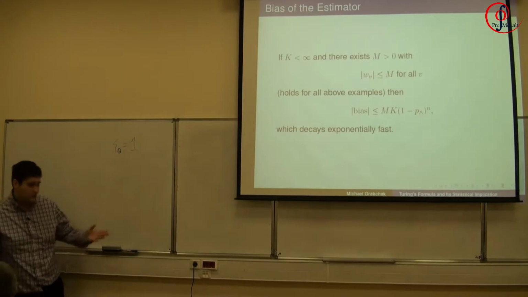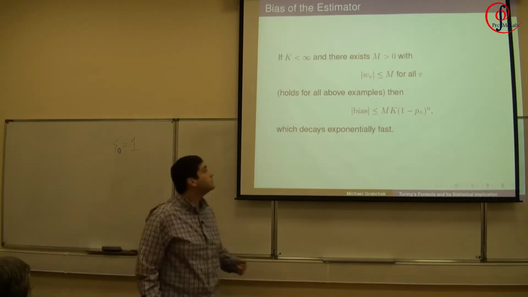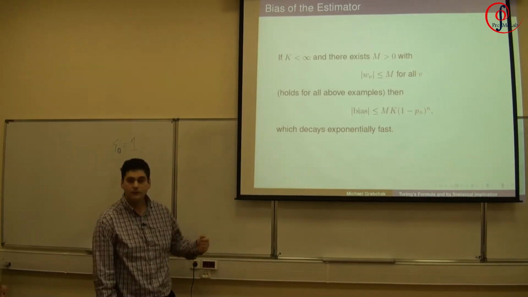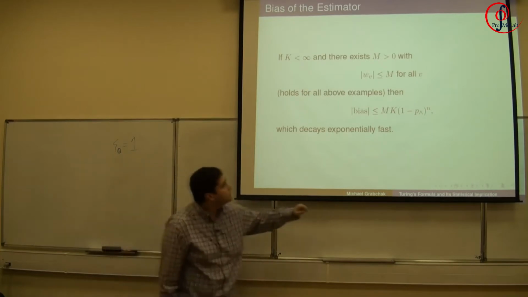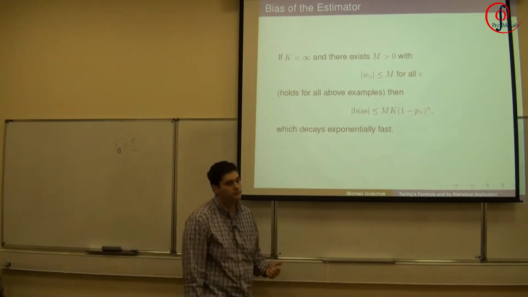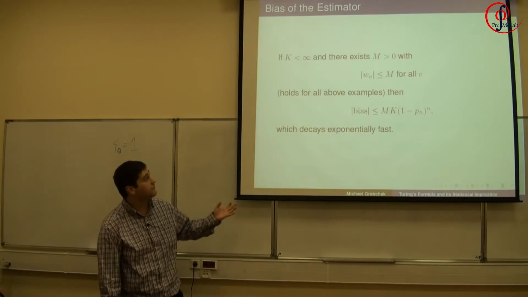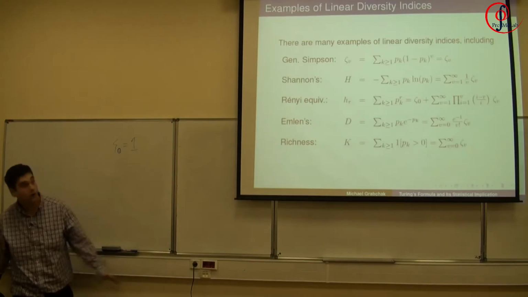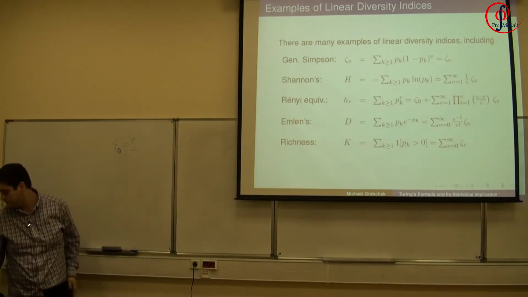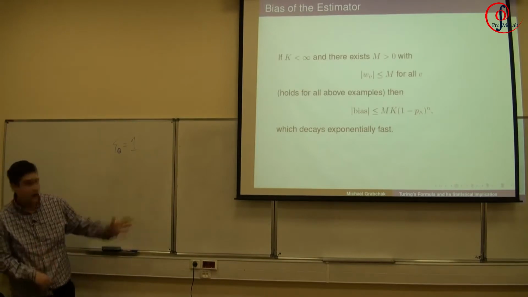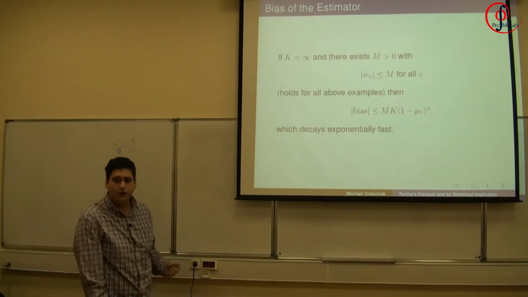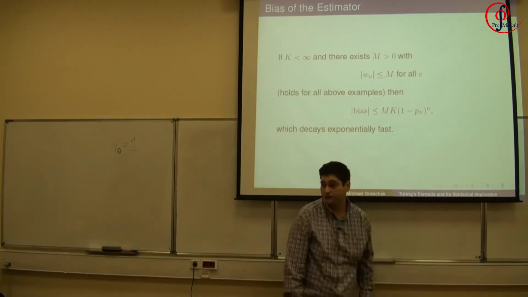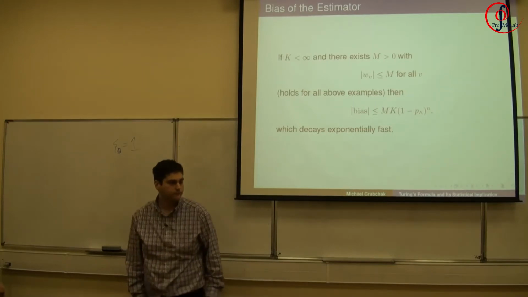Okay, and as with entropy, following basically the same kind of arguments, if we have a finite number of letters, and if the WVs are bounded by some constant m, and this condition is true at least for all of these indices, then using basically the same arguments that we used for entropy, we can show that the bias also decays exponentially fast. What about Tsallis entropy?